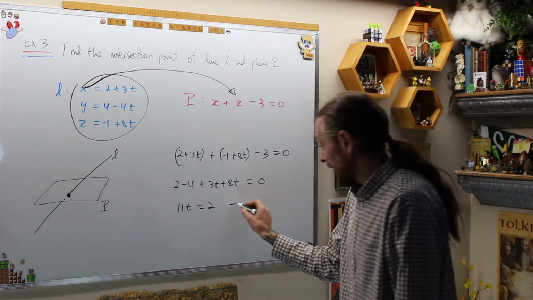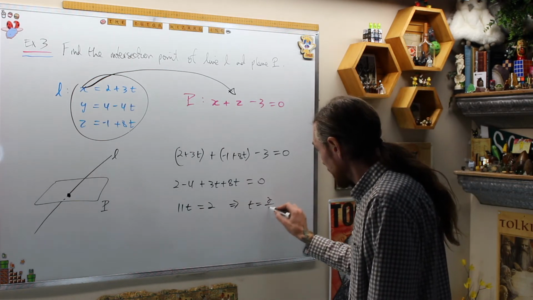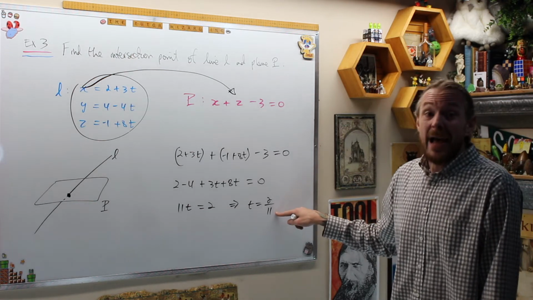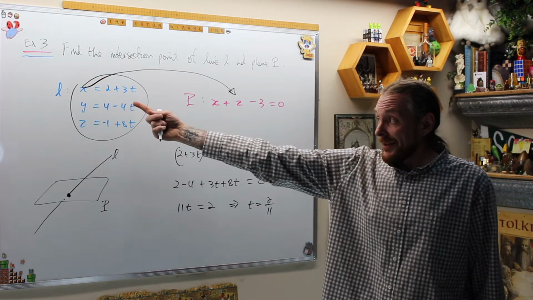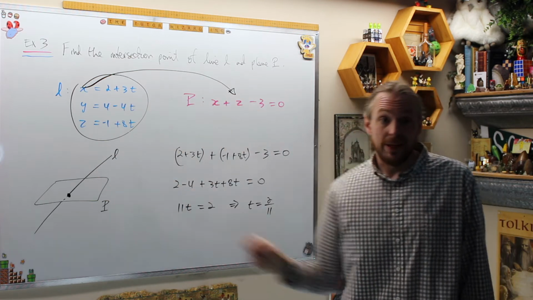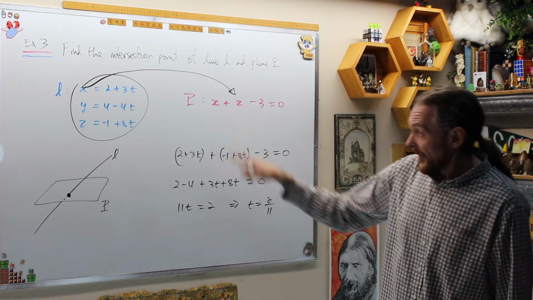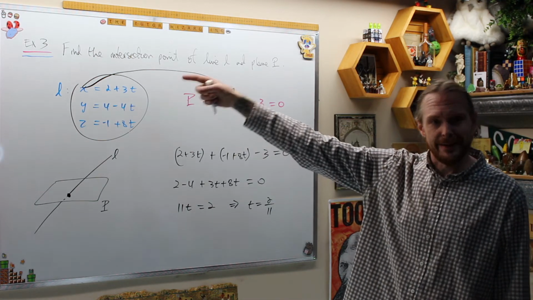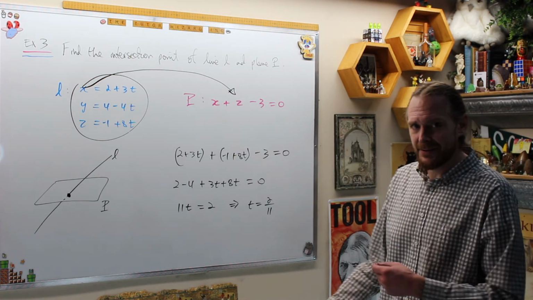Oh, so we got horrible fractions. This says t is equal to 2 over 11. That's not the point though. That's the parameter value at which the three-dimensional point in these equations will intersect the plane P. So what do I have to do with that? Unfortunately, 2 over 11 I have to put in here and then simplify, or make you do it as an exercise.